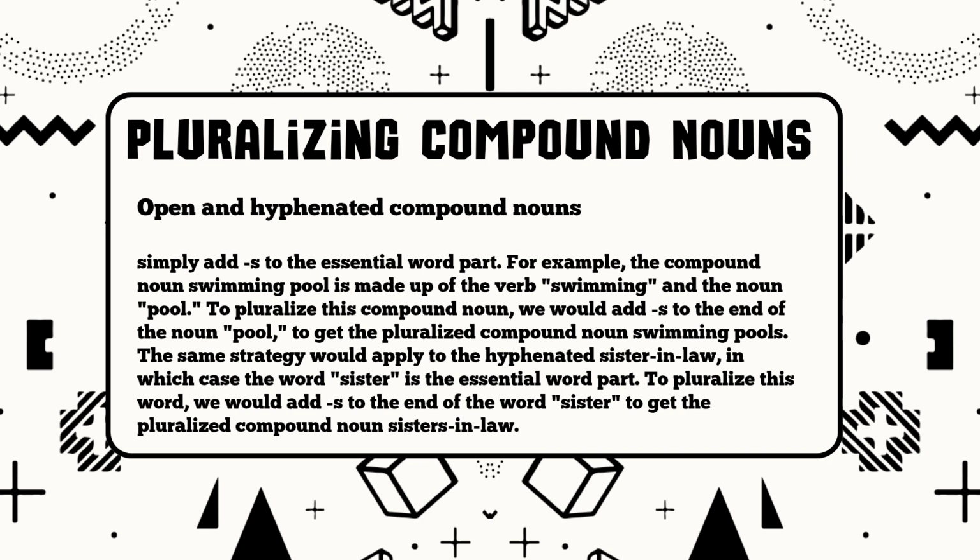For example, the compound noun swimming pool is made up of the verb swimming and the noun pool. To pluralize this compound noun, we would add s to the end of the noun pool to get the pluralized compound noun swimming pools. The same strategy would apply to the hyphenated sister-in-law, in which case the word sister is the essential word part. To pluralize this word, we would add s to the end of the word sister to get the pluralized compound noun sisters-in-law.